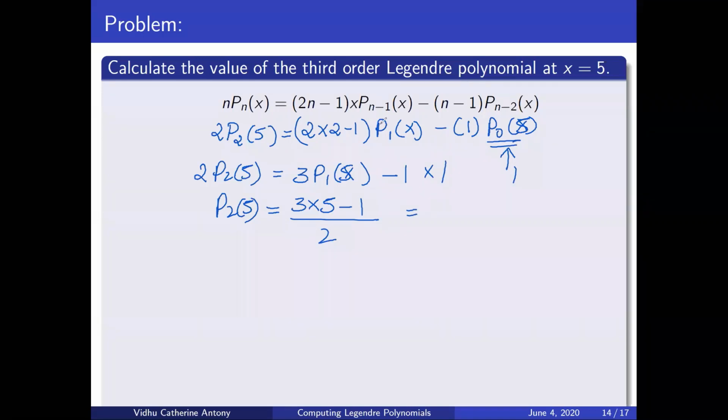I think I missed a 5 here. So it's 3 into 5 into 5. 5 fives are 25, minus 1 gives 74, divided by 2 should give you 37. Nice. So finally we got the value of P2 of 5, which is 37. This value you have to substitute in the next equation, in the previous equation that you got.